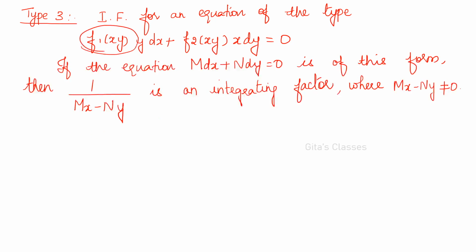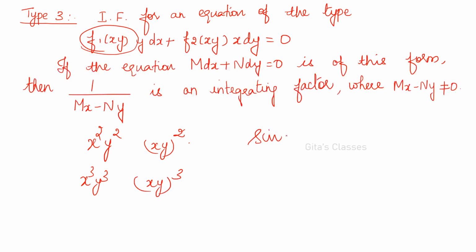What do you mean by f1 of xy? Suppose you have x squared y squared, then I can write it as (xy) the whole squared. Suppose you have x cube y cube, then I can write it as (xy) the whole cube. Suppose you have sine of x squared y squared, you can write sine of (xy) the whole squared, that is a function of xy. Is x squared y a function of xy? No, because you cannot write it that way. If you can write the given function as xy the whole power, then we say that it is a function of xy. Every term should satisfy this.